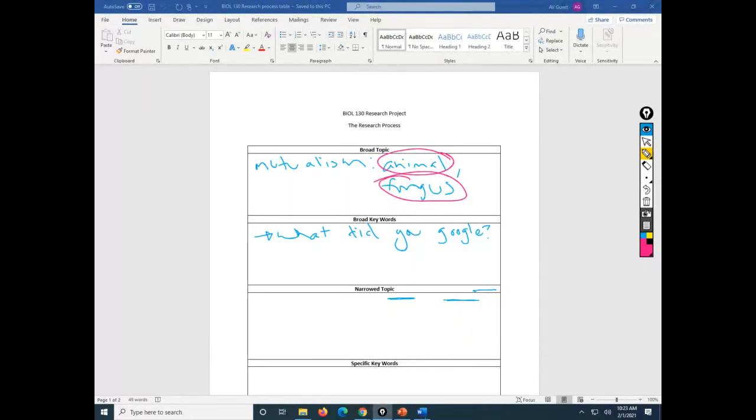So when I come down into my narrow topic, I would say mutualism. And then say, what are the two narrowed parts that fix that to a way that's tangible to me? All right, so this is where you get scorpions and whatever, whatever it is you've chosen.